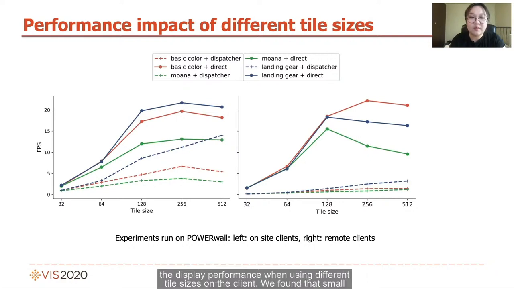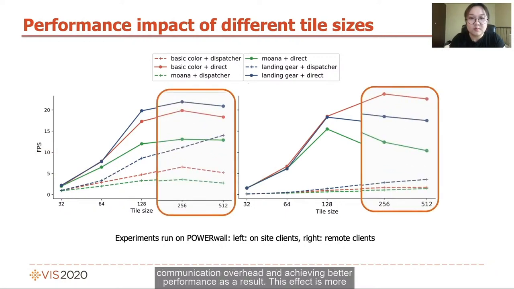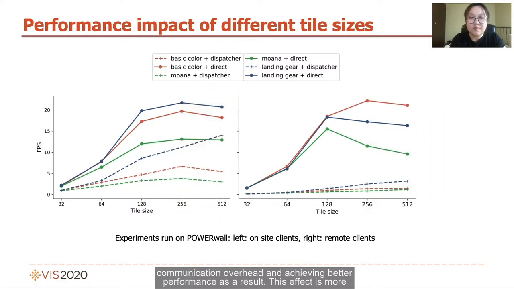We evaluated the display performance when using different tile sizes on the client. We found that small tile sizes underutilize the network and achieve poor performance. Larger tile sizes reduce communication overhead and achieve better performance as a result. This impact is more pronounced in the dispatcher mode, shown as the dotted line.